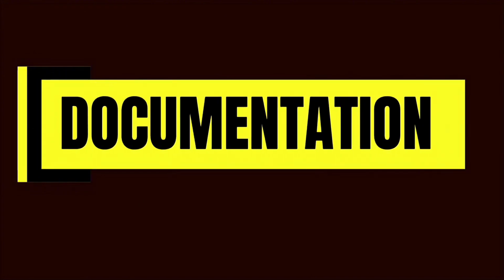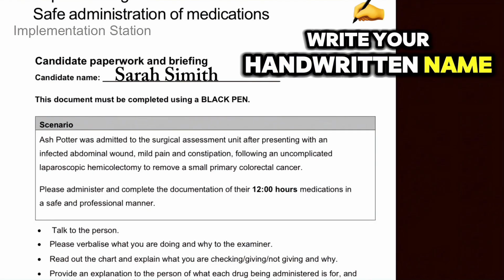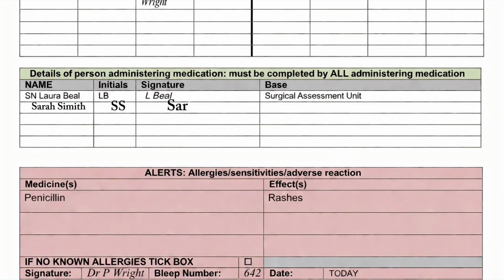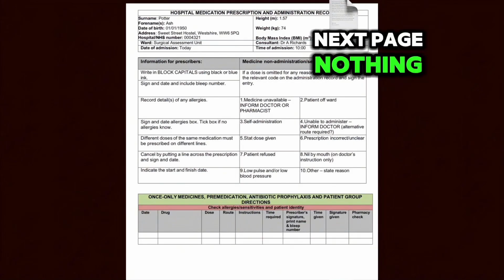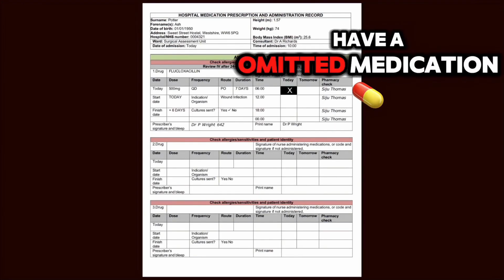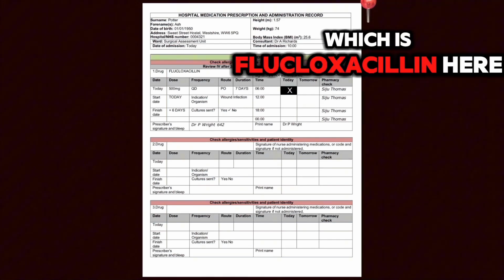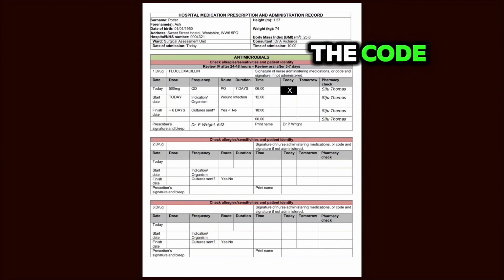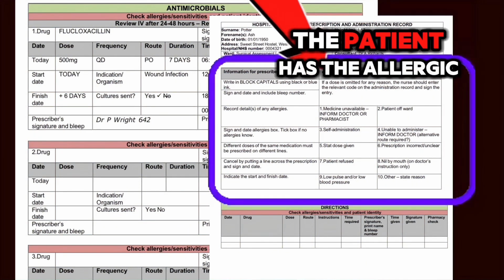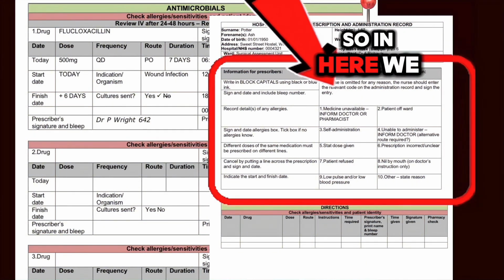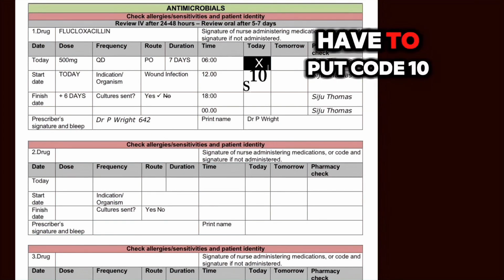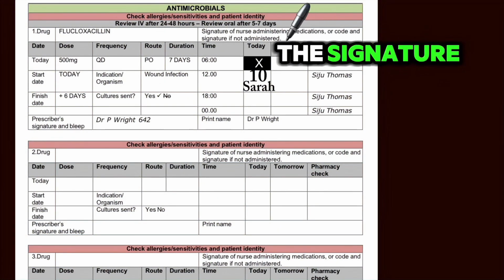Let's see documentation. First, write your handwritten name. Second page, see again full name. Next page, nothing. Next page, nothing. In this page, we have an omitted medication, which is flucloxacillin. Here we have to go for the code. Have a look. In your second page, there's a code. If the patient has an allergy, we have to go for the other, which is 10. So here we have to put code 10 and don't forget to put the signature.